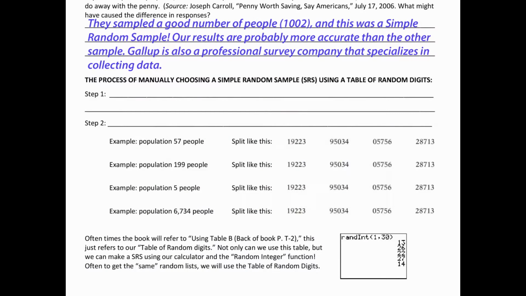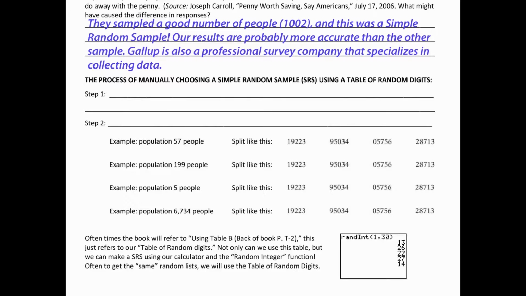So how can we do a simple random sample if on our calculators we won't all be getting the same numbers because they're random? How can we maybe do a simple random sample where we would get similar results so that I can check your work? Well, that process actually comes from using a table of random digits. 2 steps using a table of random digits.